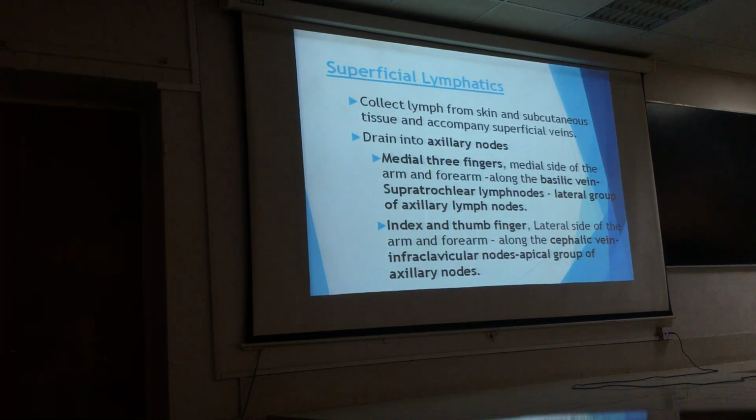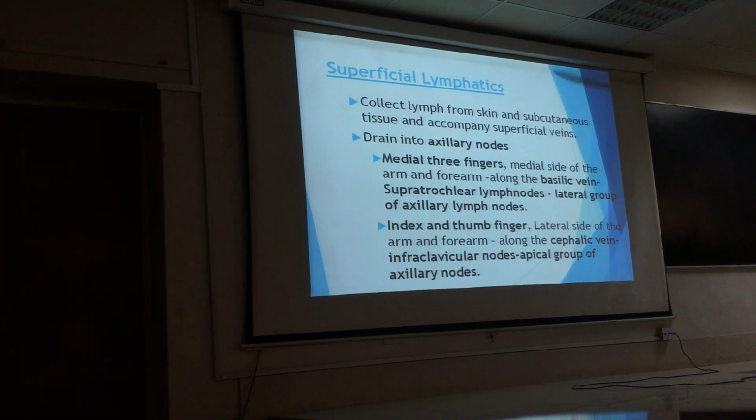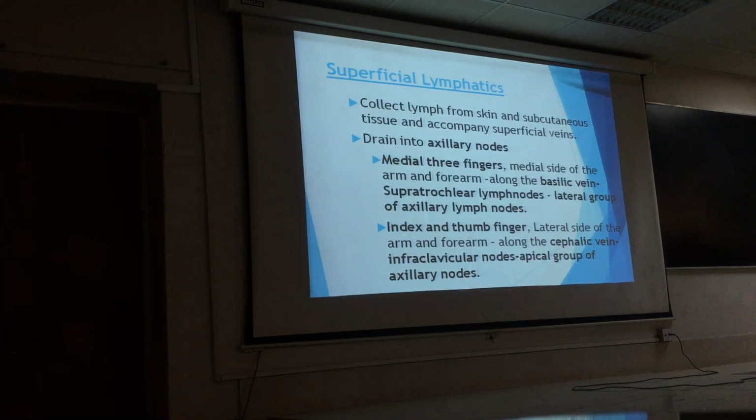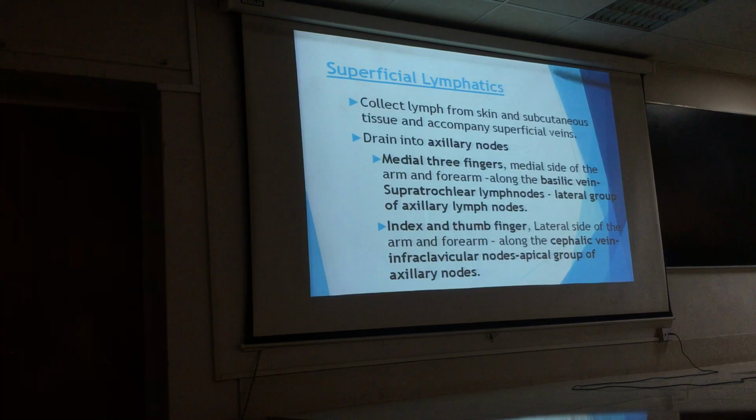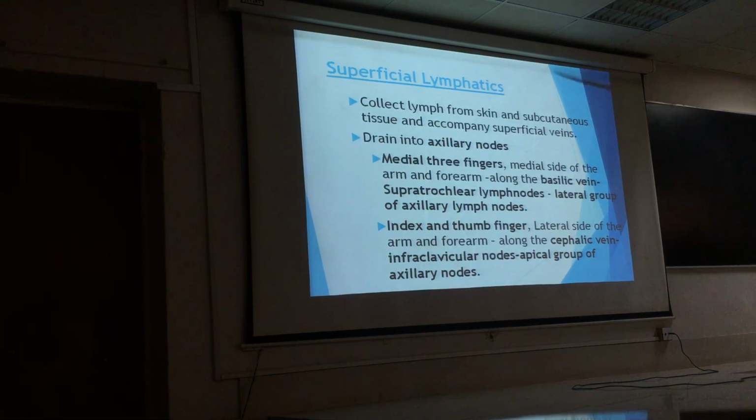Then if we talk about the lateral side, the fingers were in close proximity to the cephalic vein, and they include the index finger and the thumb, and they were going into the apical group of the axillary lymph nodes. We also call them the infraclavicular group of the axillary lymph nodes, because the apical group lies just inferior to the clavicle, and that is the place where the deltopectoral lymph nodes are also lying in close proximity to the infraclavicular or the apical group of axillary lymph nodes.